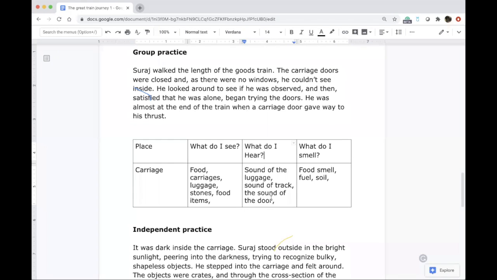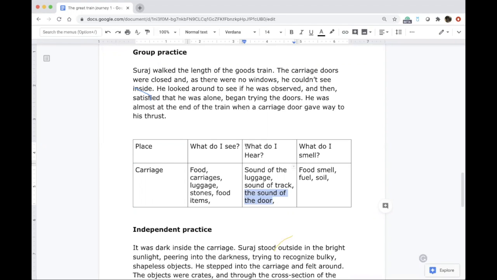Gokul, do you want to do the next one? Sir, which one are we doing? Second column, the one in blue color. Sir, the sound of the door. Tell me in a sentence. Is that a sentence? Suraj pulls the door, the door makes sounds.